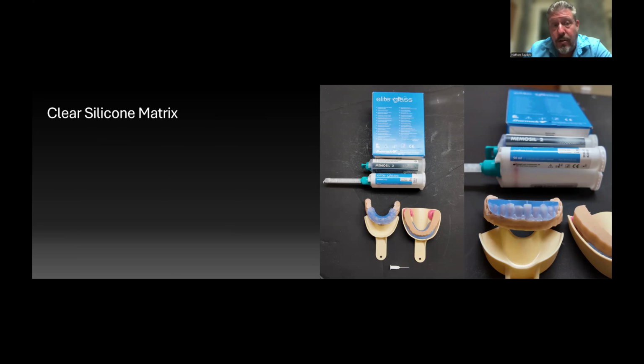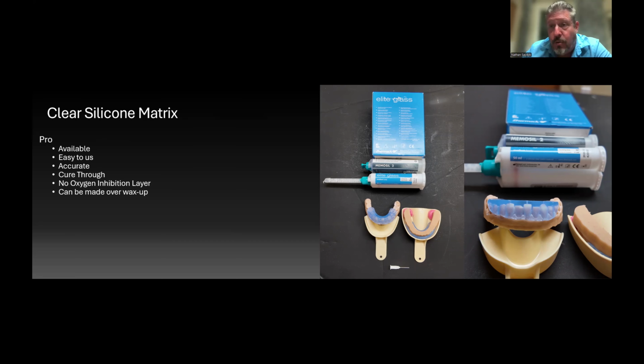This is one I use a lot. This is a clear silicone matrix. So Seal 2 or Elite Glass, there's a couple different ones, but this is silicone. And so you're going to be injecting this over your wax up. You can also do this over this wax up because it doesn't heat up and it's going to set up. The advantage here is it's easy to use. You know how to use PVS. You have all the instruments for this. You can cure through this.